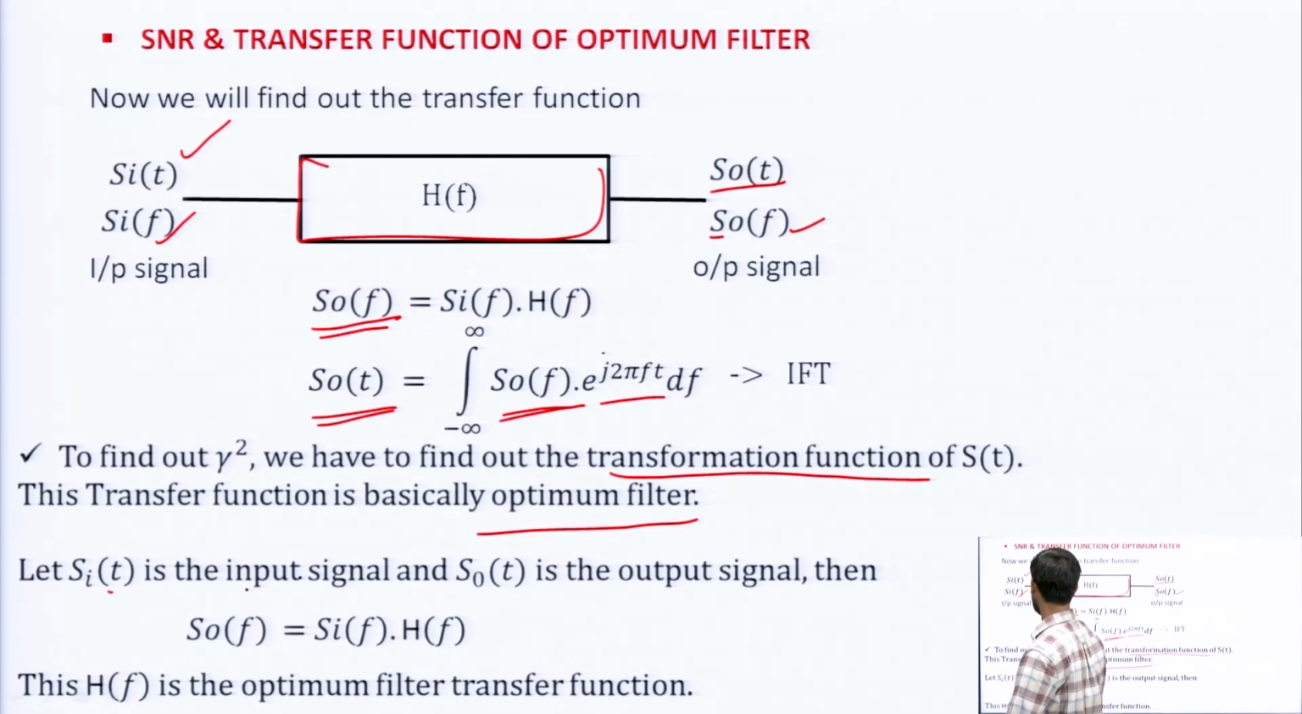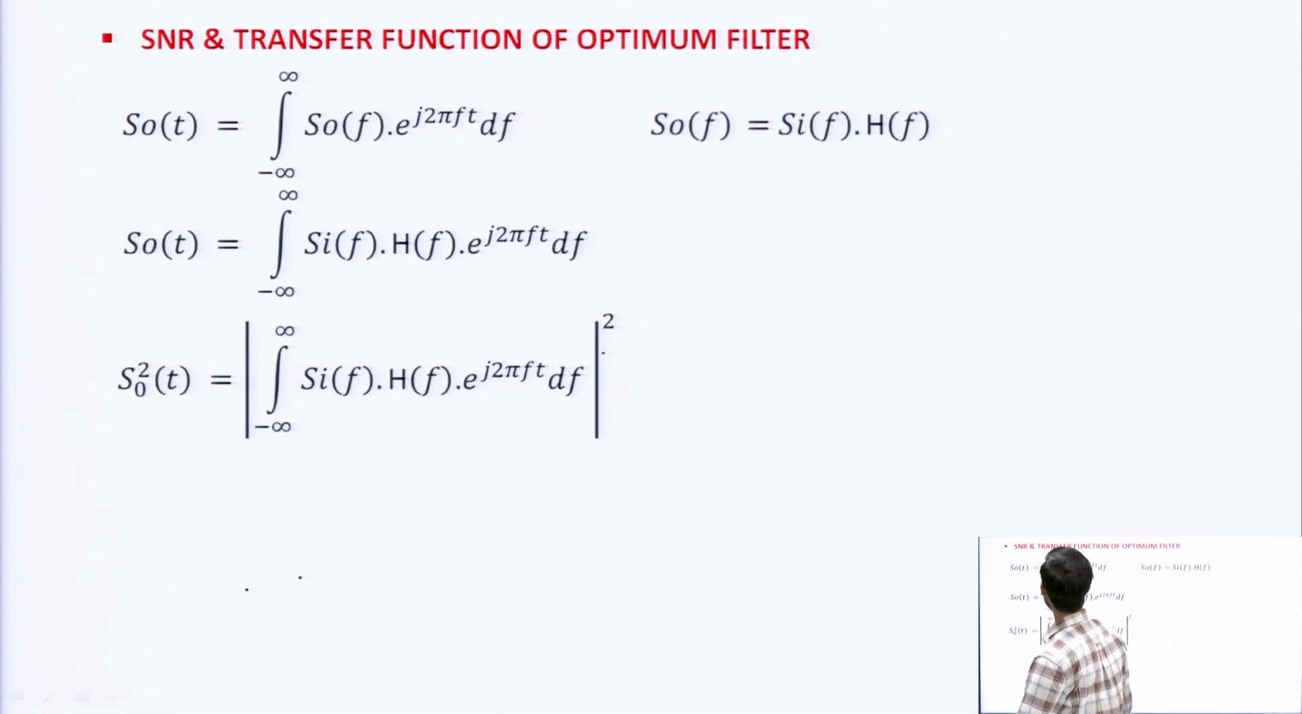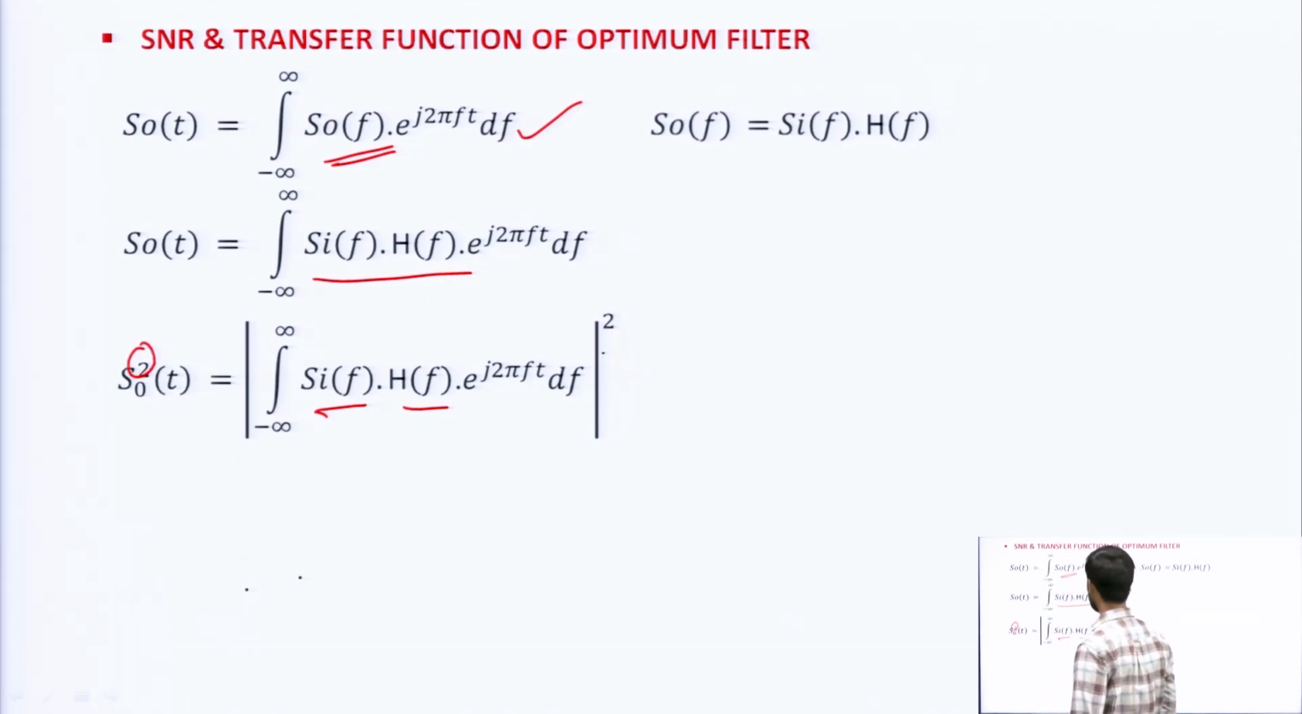So let Si of t be the input signal and S naught of t the output signal. S naught of f in the frequency domain is the multiplication of the input and the transfer function. This H of f is the optimum filter transfer function. So S naught of t, I have already told you, is found using the inverse Fourier transform. S naught of f is nothing but Si of f multiplied by H of f. Now S naught square of t equals the integral from minus infinity to infinity of Si of f H of f, with the modulus square, okay.